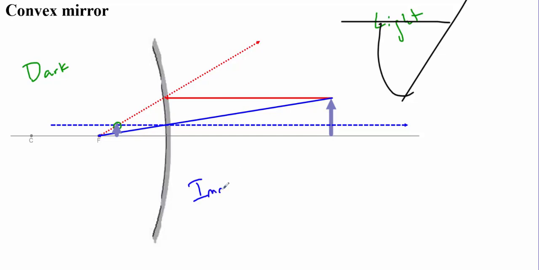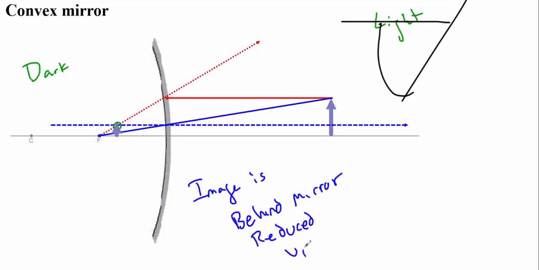And so the following rules apply for the only scenario for a convex mirror. The image is behind the mirror. It is reduced in size. It is upright. And it is virtual. This is very much like case 6 for the concave mirror. The only difference is the size. Convex mirrors will reduce the image. Concave case 6 will make the image enlarged.